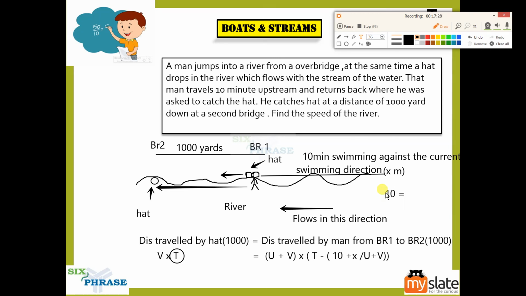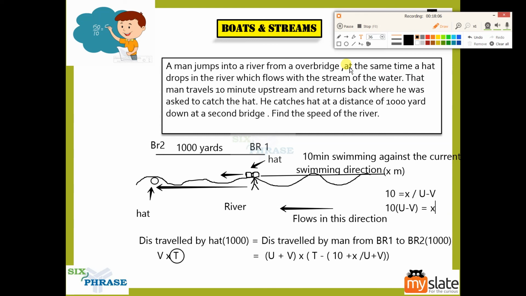Now this 10 minutes is the time taken. Time is equal to distance by speed. What is the distance for this 10 minutes? It is x meters, right? So you take it as x. What is the speed for this 10 minutes? The speed for this 10 minutes is going against the current. Yes, going against the current. So it is u minus v. So x is equal to 10 into u minus v. This will be equal to x, right?